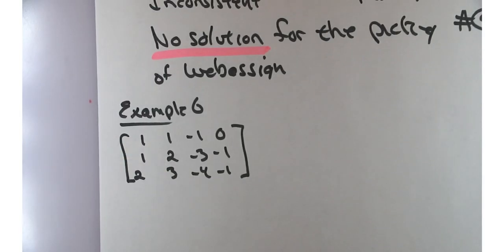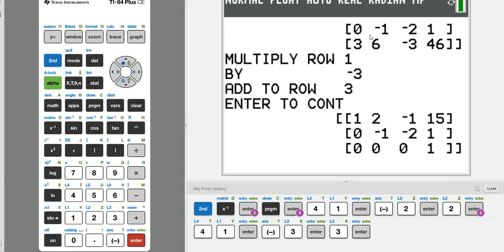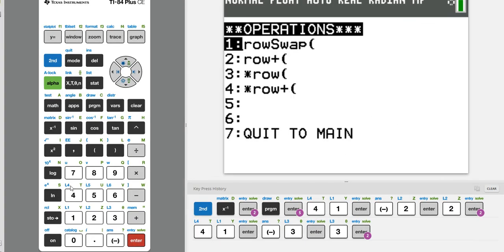So let's bring back our calculator. We've got to exit the program. I don't know about you, but I left mine hanging.